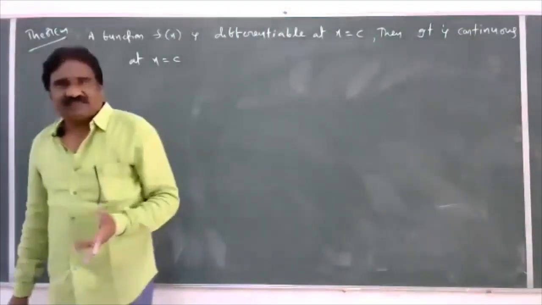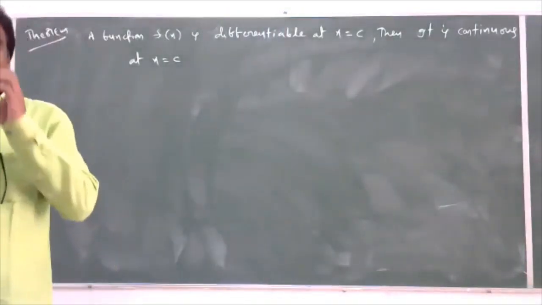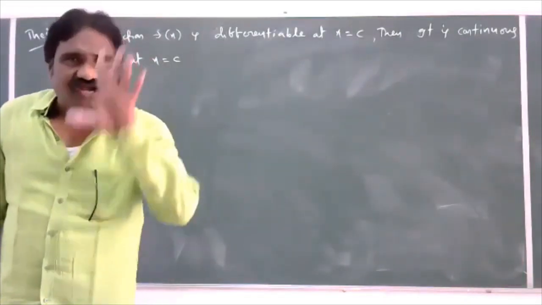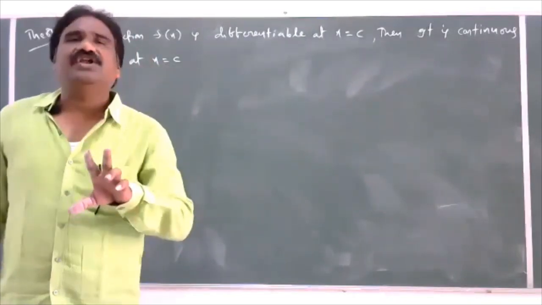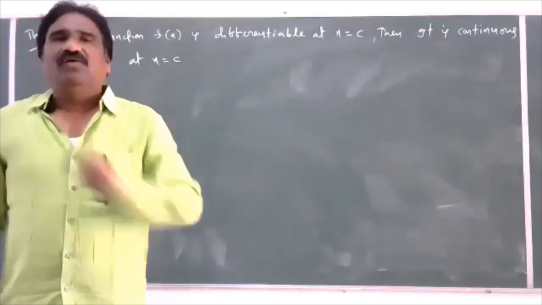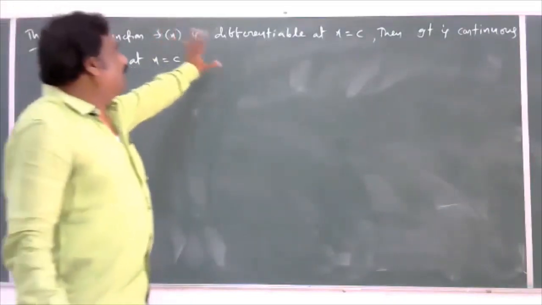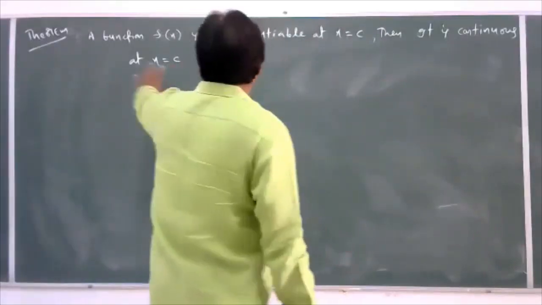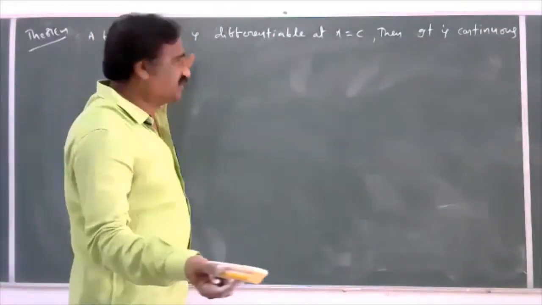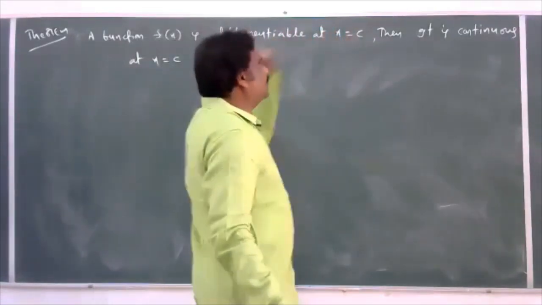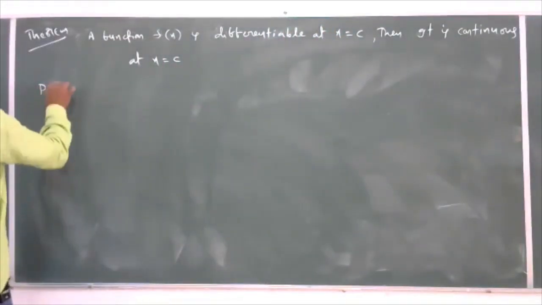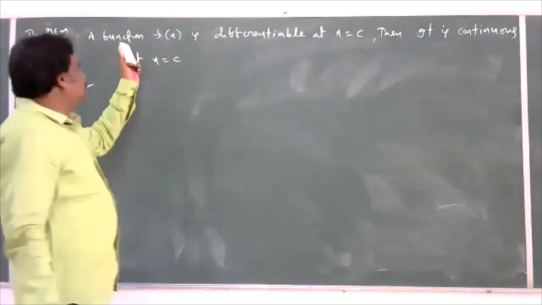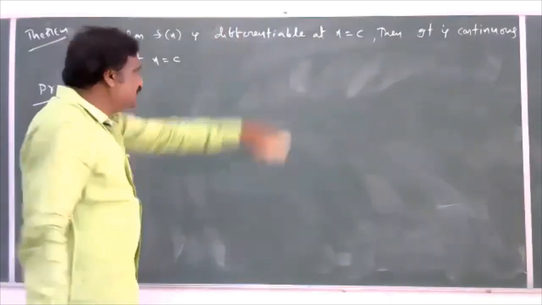What I am saying here, I have given a statement. What is that statement? Every differentiable function is continuous, but every continuous function need not be differentiable. First, we prove the differentiable function is continuous. Here, the statement is given, f of x is any function, it is differentiable at x equal to c. So, proof. Given first, f of x is differentiable at x equal to c.